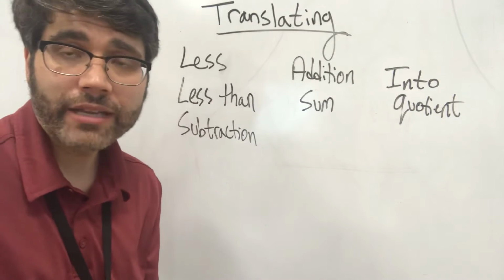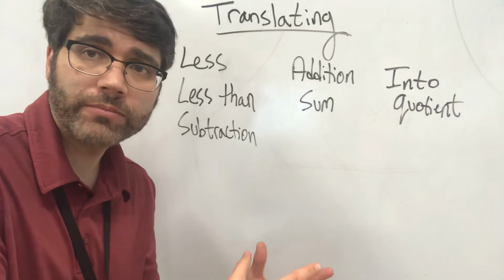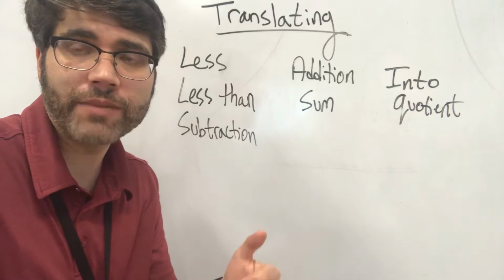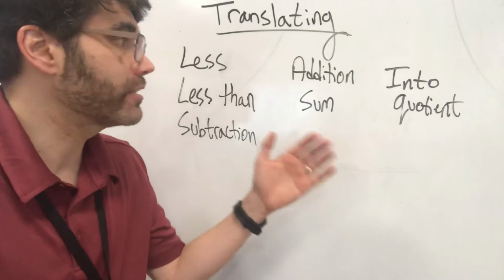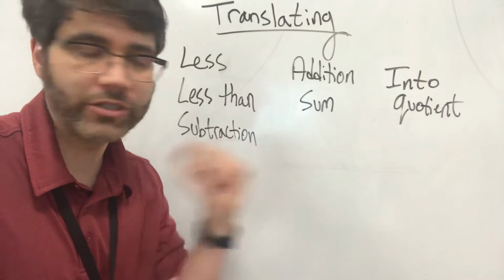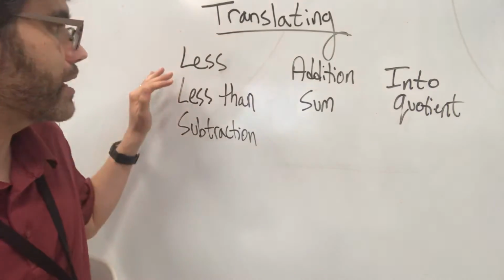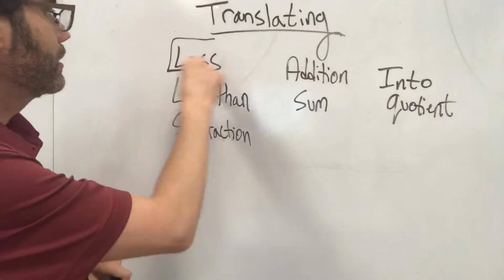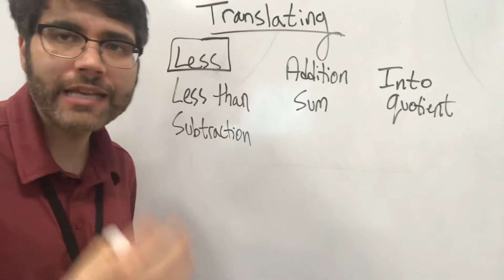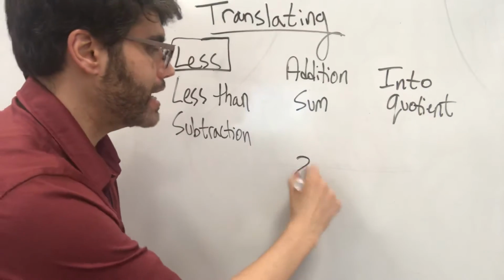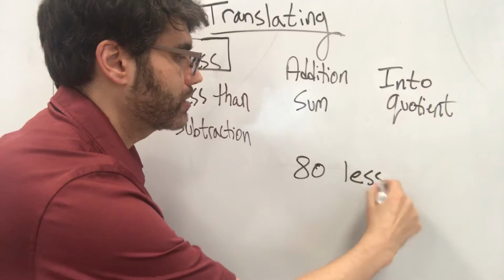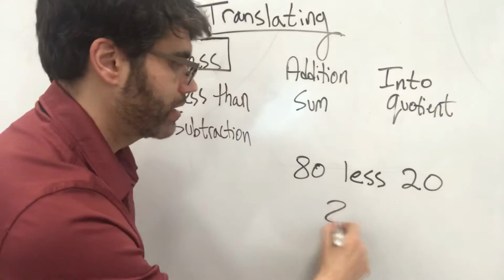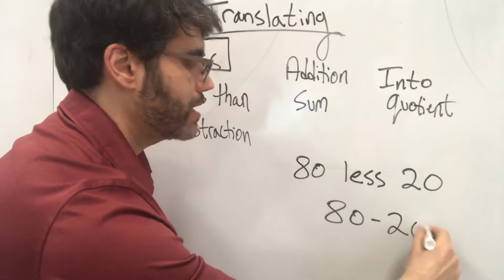All right, in this video, I'd like to talk about translating word problems into algebraic expressions. So just how we would translate maybe from English into Spanish, here we're translating from English into math language, okay? So if we ever see something in a problem that says maybe 80 less 20, less means subtraction. So if we said 80 less 20, the way that we would write that in math using numbers would be 80 minus 20.